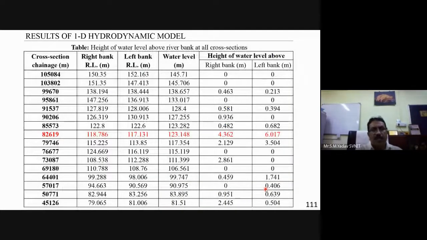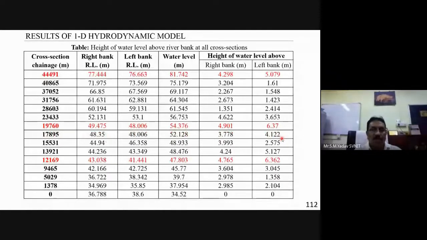This table shows the depth of water over the left bank and right bank, where you can see that at 82,619 meter chainage, the right bank water level height was 4.36 meter, while the left bank was around 6.017 meter. So you can see here the picture of it.